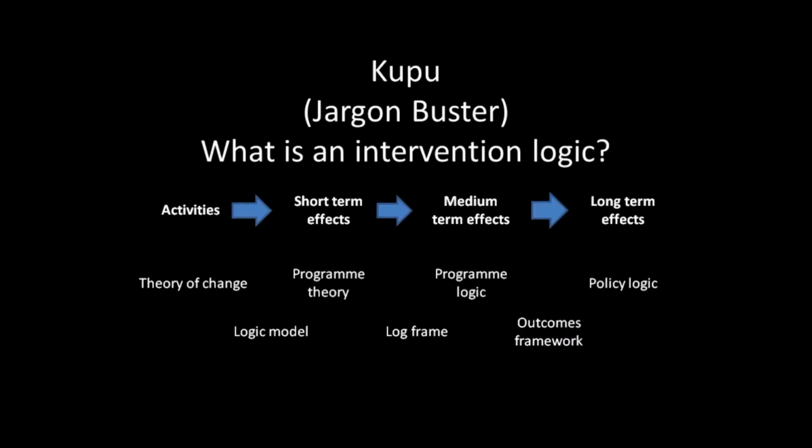What is intervention logic? It's basically a description of how and why something is expected to achieve its outcomes. It goes a bit like this. If we implement these activities, they should have this effect in the short term, which should lead to these changes in the medium term and these in the long term. Intervention logic goes by a few different names: program theory, program logic, policy logic, theory of change, outcomes framework, log frame, and the visual representation is often called a logic model.